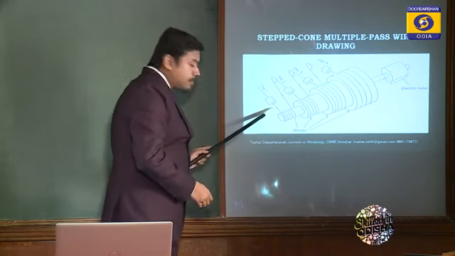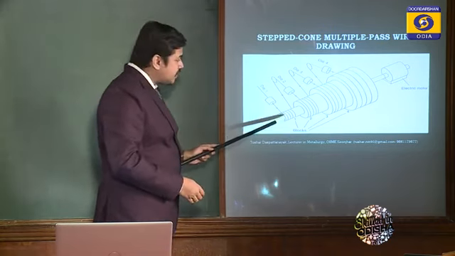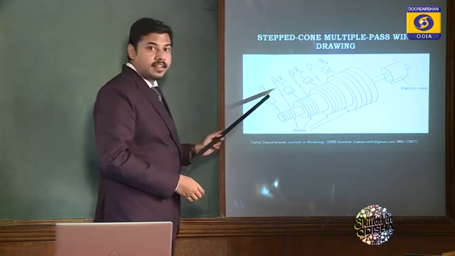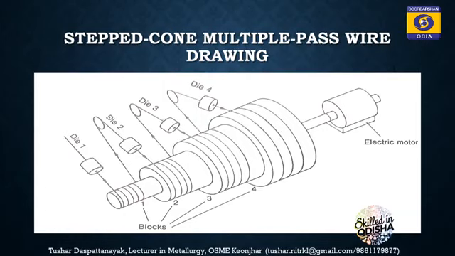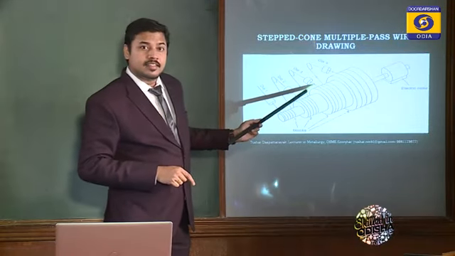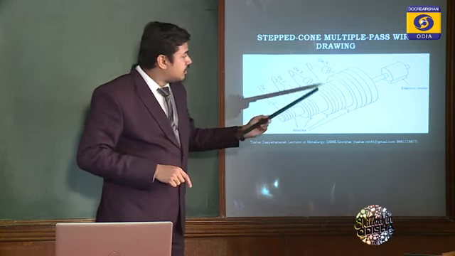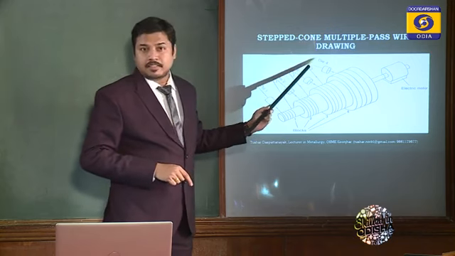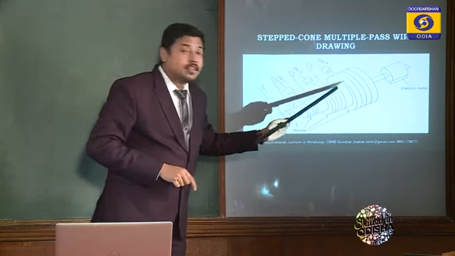So I'll get 5 mm here. This 5 mm will be input for die 2. In the output we will get 4 mm. This 4 mm will be input for die 3. The output of die 3 I will get 3 mm. The 3 mm will be input for die 4, and the output will be a 2 mm wire.